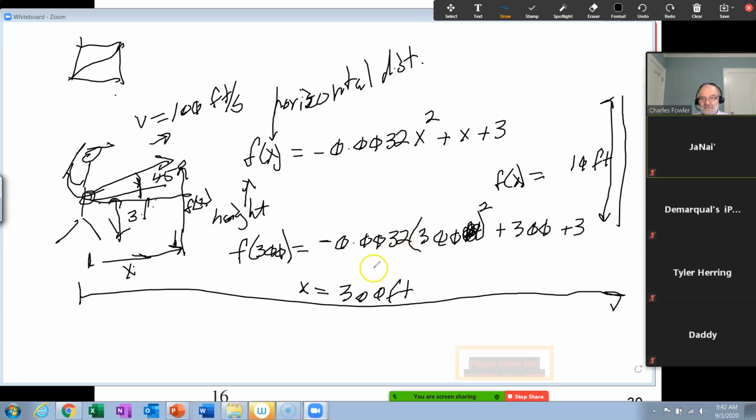Well, let's plug and see. This will be minus 0.0032, and when you square 300, you get 9 with 4 zeros after it. You double your number of zeros. You square this number here, double the number of zeros, plus 300 plus 3. I should just make that 303.